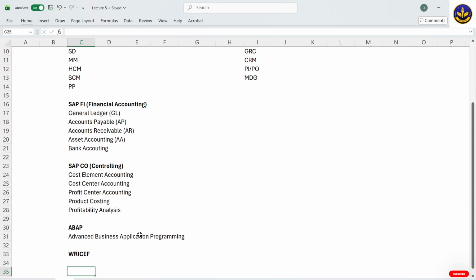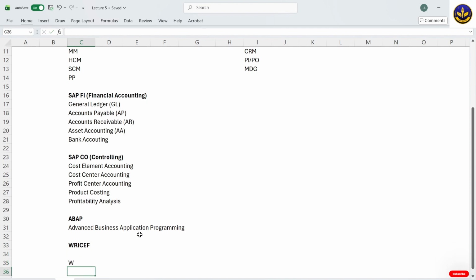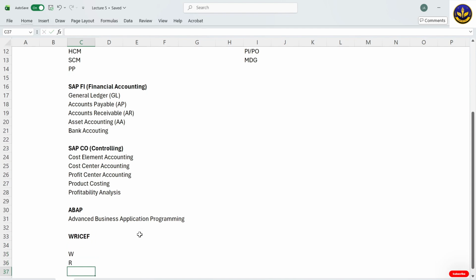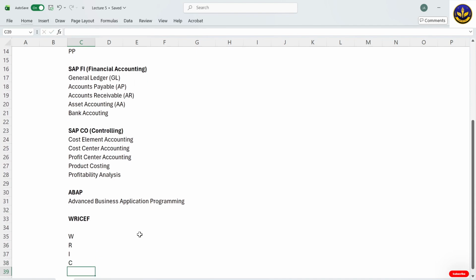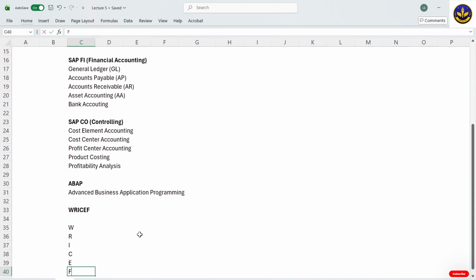So in RICEF, we have W, R, I, C, E, F. Okay, now comes the W. W stands for workflow. So what does it mean? Workflow actually relates to the automation of the process.